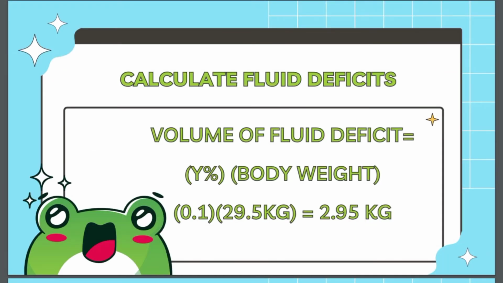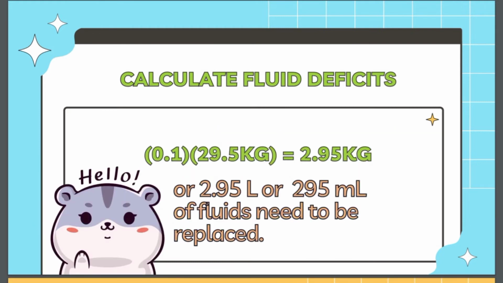We can now calculate the volume of fluid deficit. 0.1 multiplied by 29.5 kilograms results to 2.95 kilograms. Therefore, 2.95 kilograms, or 2.95 liters, or 2950 milliliters of fluid is needed to be replaced.